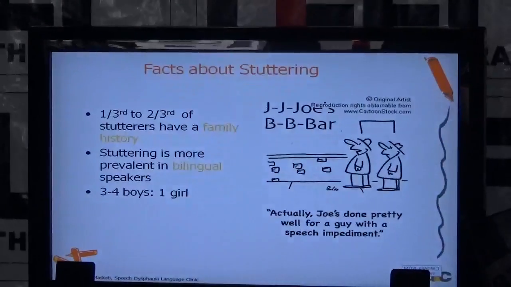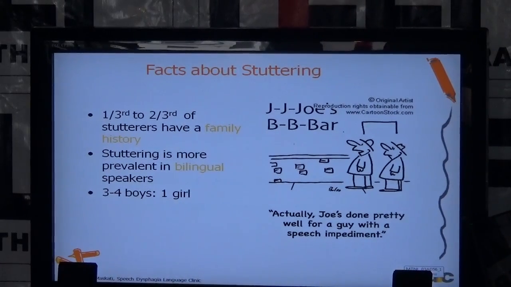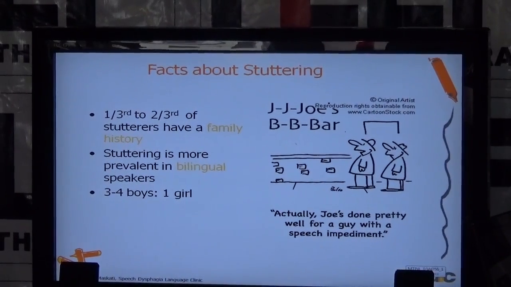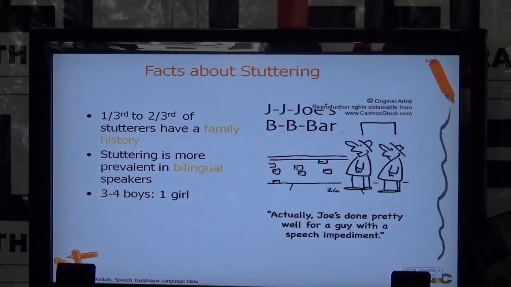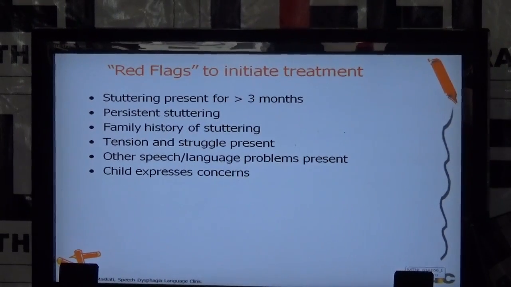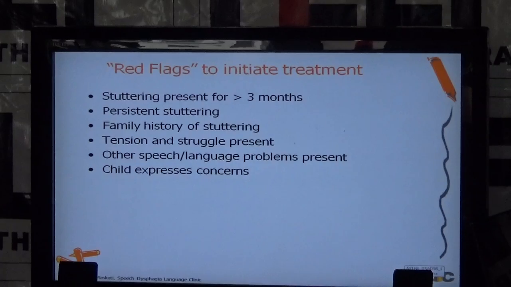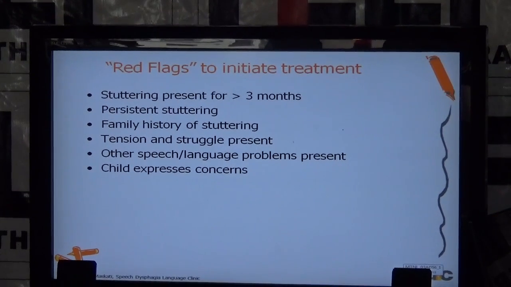So some facts. One-third to two-thirds of people who stutter have a family history. It's 3 to 4 times more common in boys than in girls. And it's more prevalent in bilingual speakers. So when should you initiate treatment for stuttering? You usually initiate it when you see the stuttering for over 3 months.